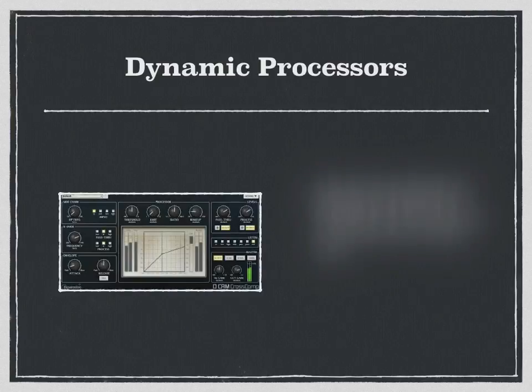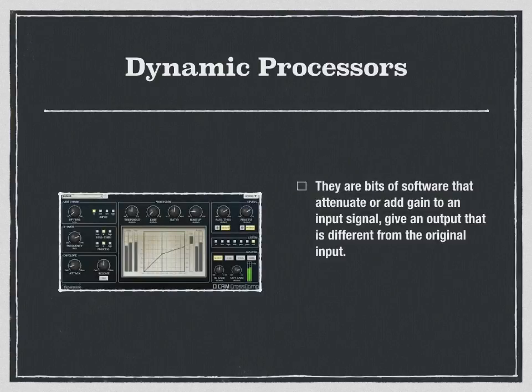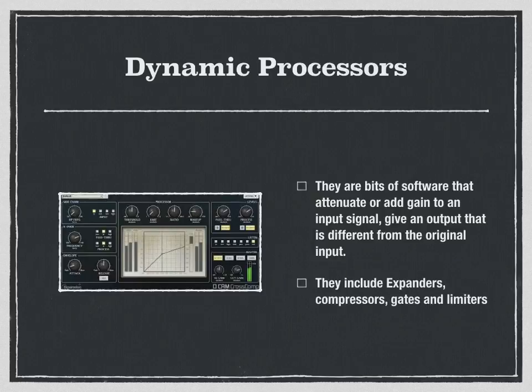Dynamic processors are bits of software that either attenuate, in other words, bring down the amplitude of a signal, or add gain to the amplitude of the input signal, and then give an output that is different from the original input signal. These include expanders, compressors, gates, and limiters.